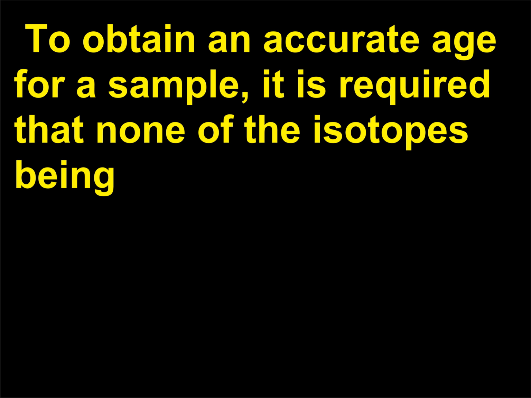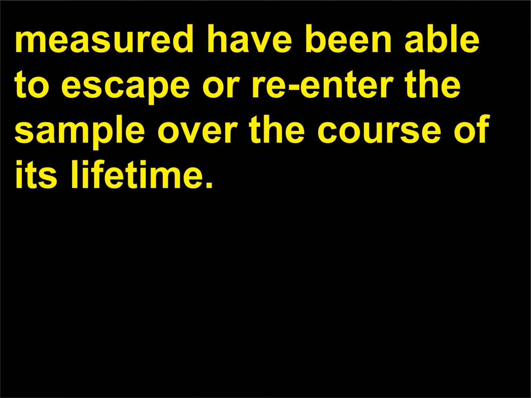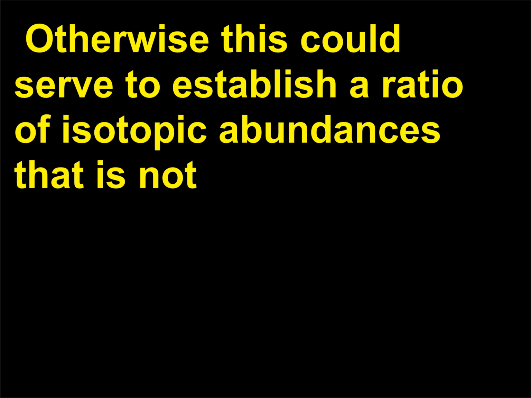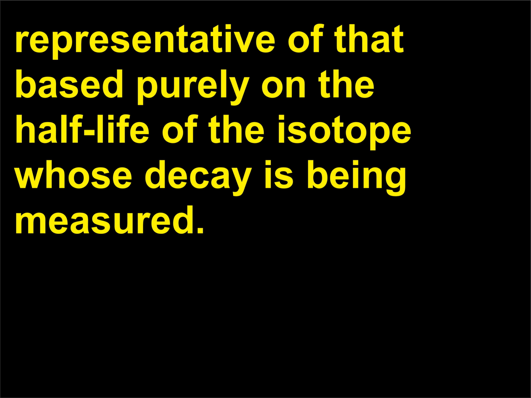To obtain an accurate age for a sample, it is required that none of the isotopes being measured have been able to escape or re-enter the sample over the course of its lifetime. Otherwise this could serve to establish a ratio of isotopic abundances that is not representative of that based purely on the half-life of the isotope whose decay is being measured.